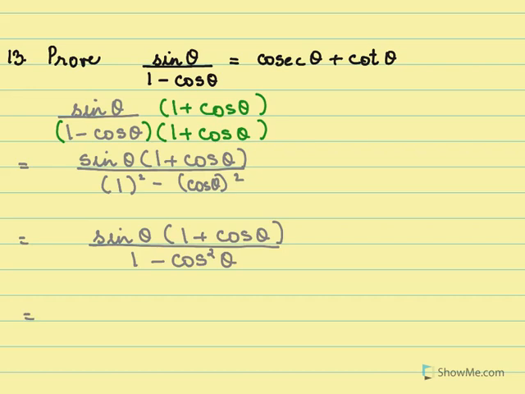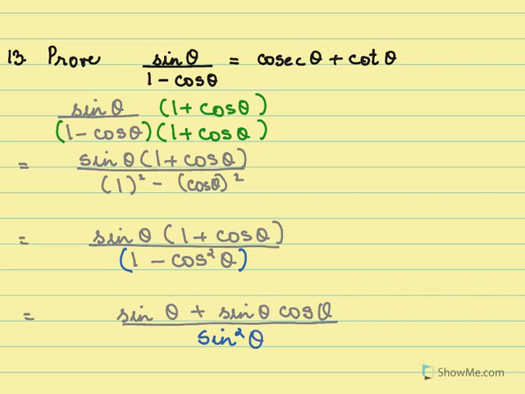Let me open the bracket. So sin theta into 1 is sin theta, sin theta into cos theta is sin theta cos theta. Now what is 1 minus cos square theta? You know 1 minus cos square theta is sin square theta. In fact, here I should not have opened the bracket. I'll now just go back to this step. There was no need to open the bracket. As you do the sums, you get to know. I'll keep it as it is.